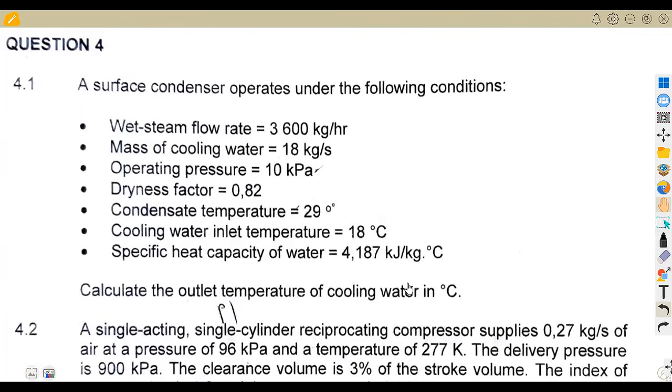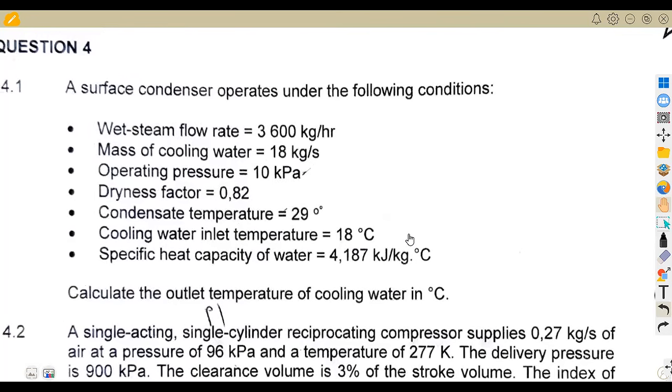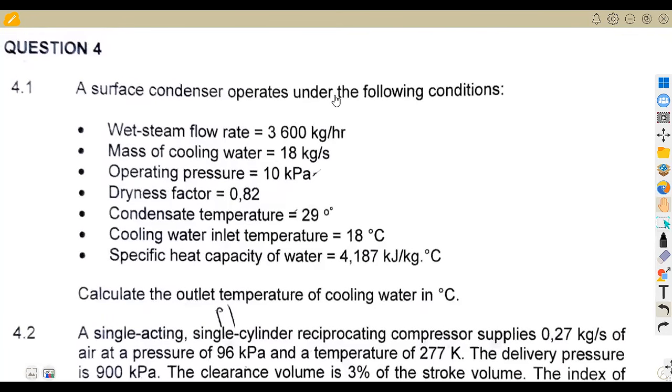All right, so here we are given some of the information. A surface condenser operates under the following conditions. We have got the wet steam flow rate, mass of cooling water, operating pressure, the dryness factor, the condensate temperature in degrees Celsius, the cooling water inlet temperature, and the specific heat capacity of water. Calculate the outlet temperature of cooling water in degrees Celsius.